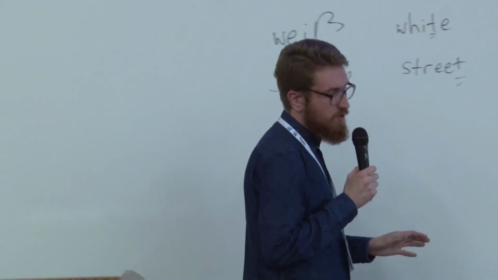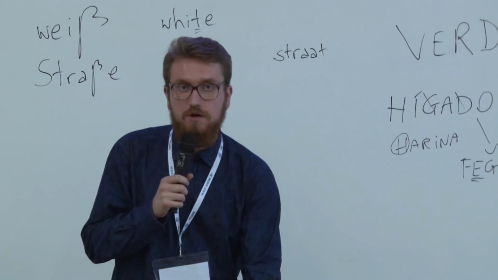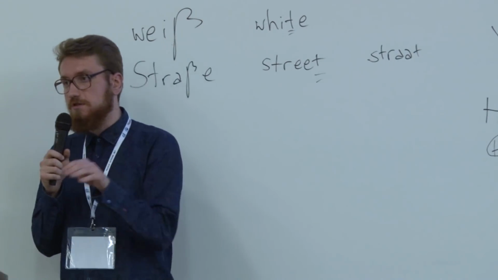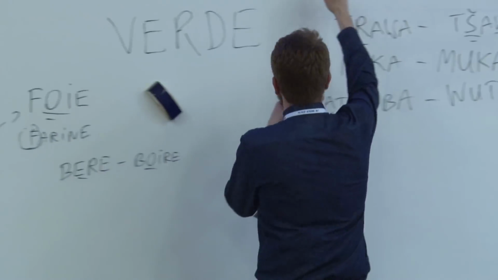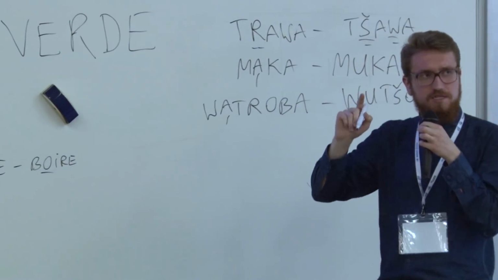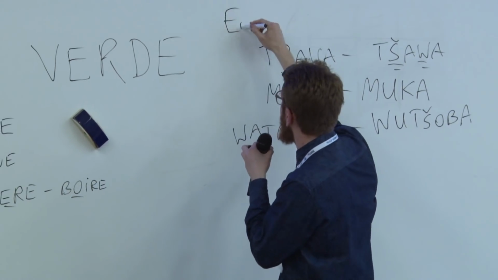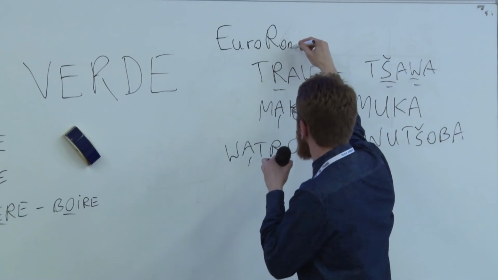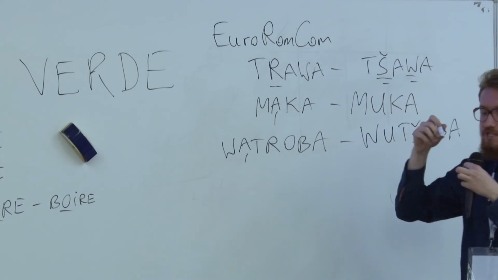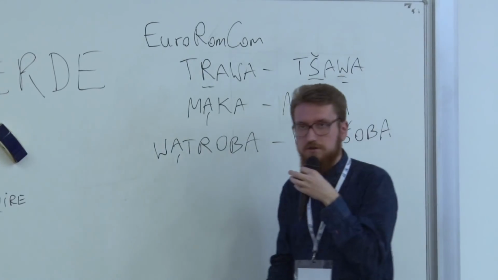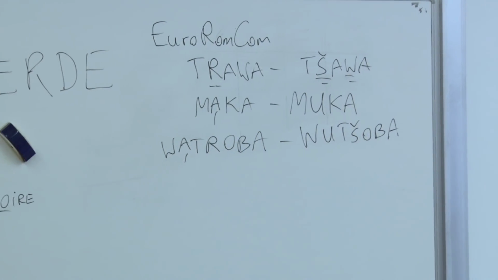There are a couple of books that may serve you if you want to go deeper into those phonetic changes. There is one book called, it has a couple of mistakes actually, but it may serve well. It's called Euro-Rom-Com, and there are also versions for Slavic and Germanic languages, but I cannot find a place where I can buy it actually, but I know that they exist somewhere in this universe.